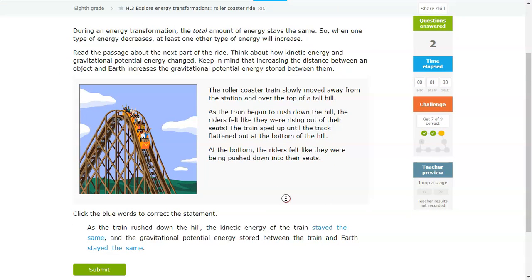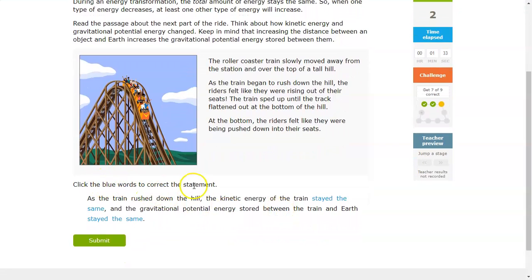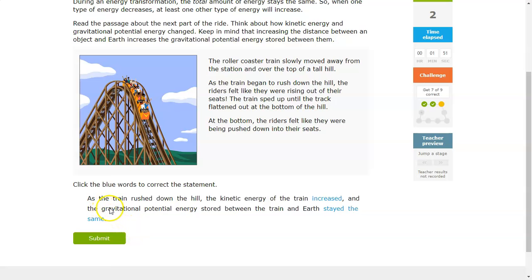Okay, now we're moving on to this one. This is where it gets a little bit more interesting. Click the blue words to correct the statement. As the train rushed down the hill, the kinetic energy did what? If you're moving down a hill, do you start moving faster or slower? For most of us, you tend to go faster, so I'd pick increased. And the gravitational potential energy stored between the train and the earth, blank. If you're going down a hill, are you getting closer to the center of the earth or further away? I'd say you're getting a little closer because you're getting closer to the ground. So I'd say decreased.